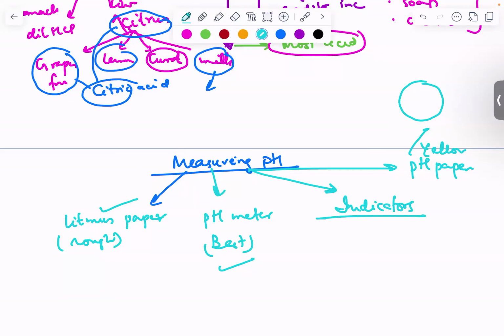The color will change. For example, if you put that yellow paper in acid, it will turn red. If you are going to put that pH paper of yellow color in a base, it will turn purple or blue. And that's it. On the next page, can you see pH calculations? We have done some calculations of pH. I will do it again with you.